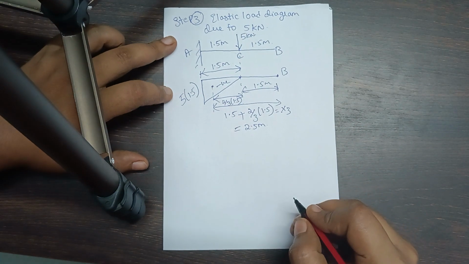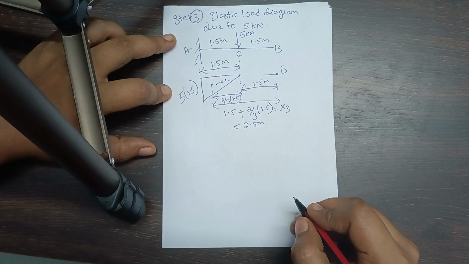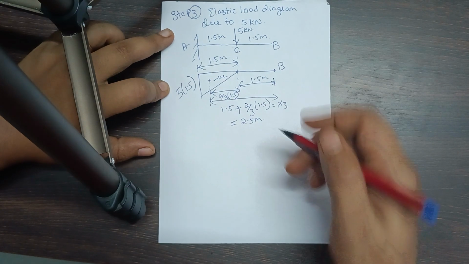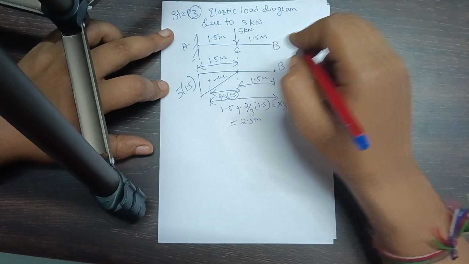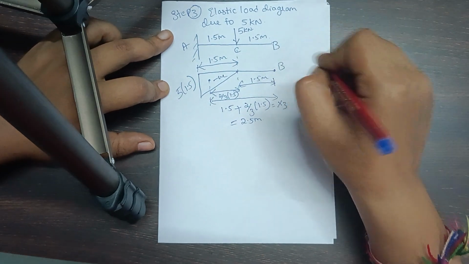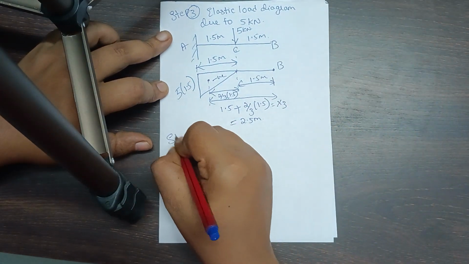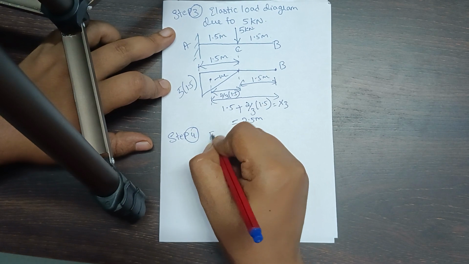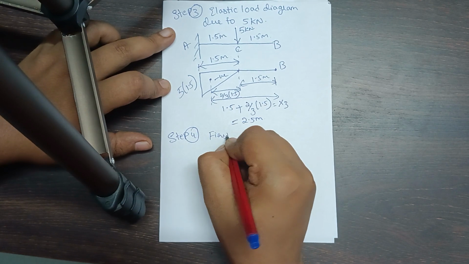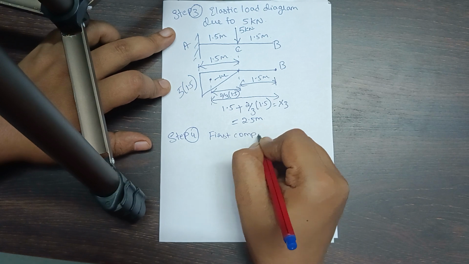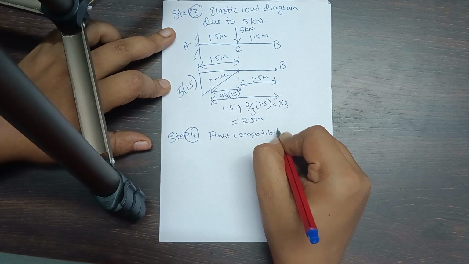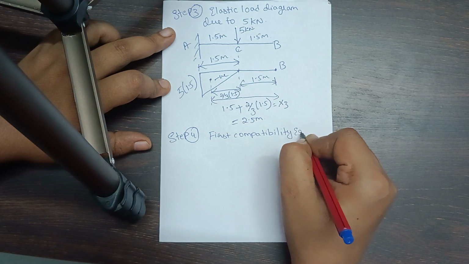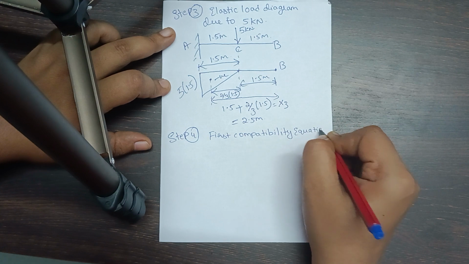Now, as the deflection at a proper cantilever point is 0, the next step is to apply the first compatibility equation. So step 4, we are going to apply the first equation of compatibility. The first compatibility equation I am going to apply.